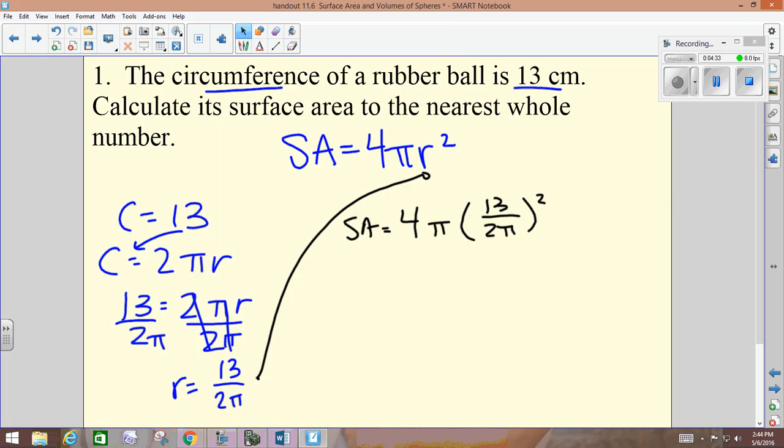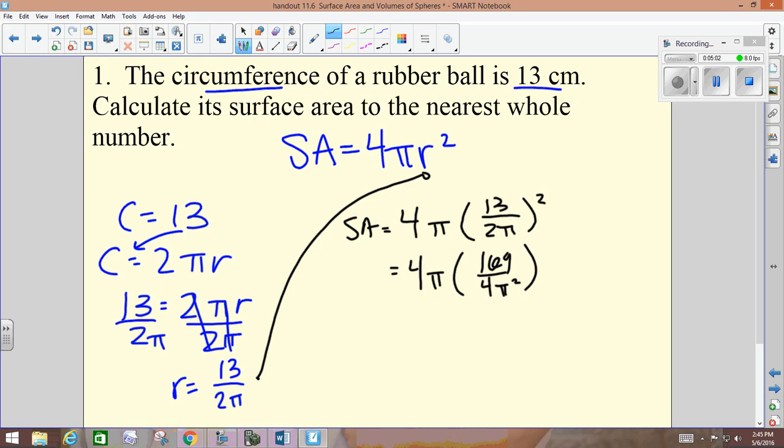The longer you keep it in terms of pi, the more accurate your answer is going to be. If you round right away, then you're going to be off in the end. When I solve this, I would wait until the very end to use a calculator. What does it mean to square something? Good. So what's 13 times 13? 169. What's 2 pi times 2 pi? Good, 4 pi squared. So 13 over 2 pi, that quantity squared, gives me this.